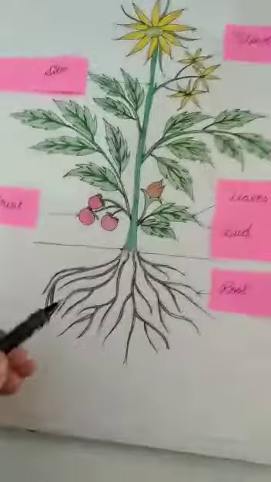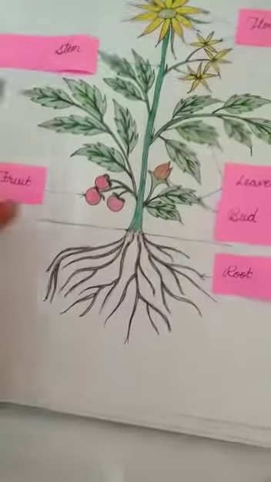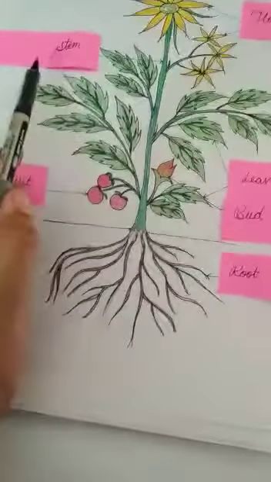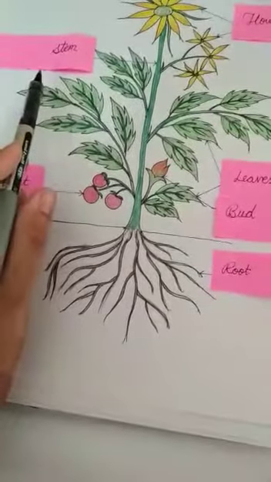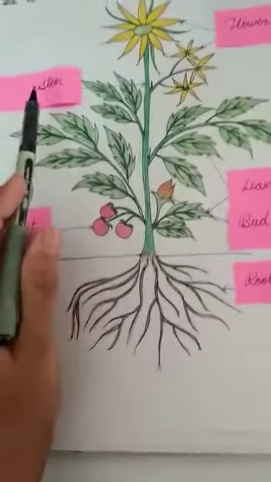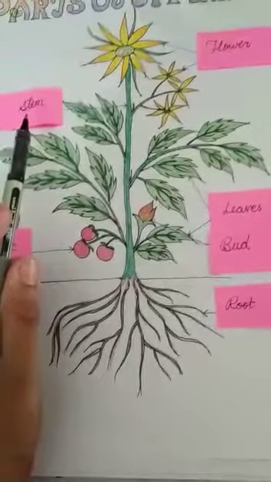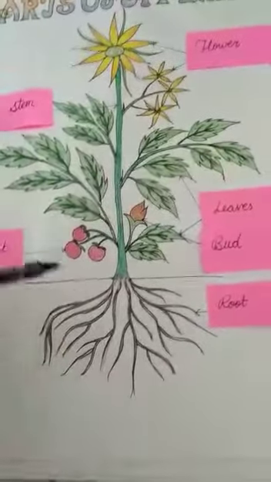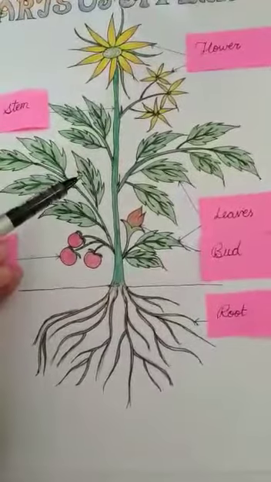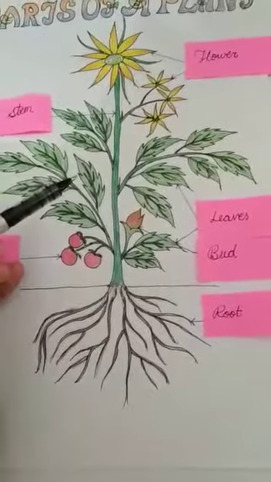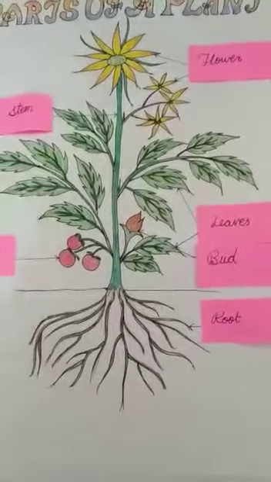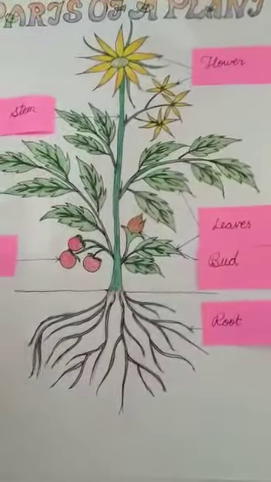After that, the next part is stem. It supports the other parts of the plant like the branches, leaves, flowers and fruits. It delivers the water and minerals absorbed by the roots to the leaves. It also performs the function of storage of food in some cases, like in ginger and potato.